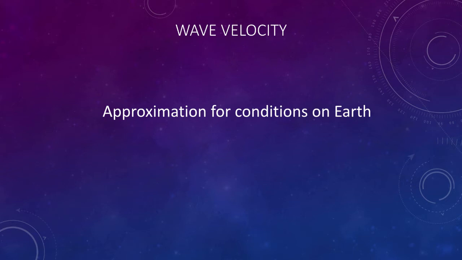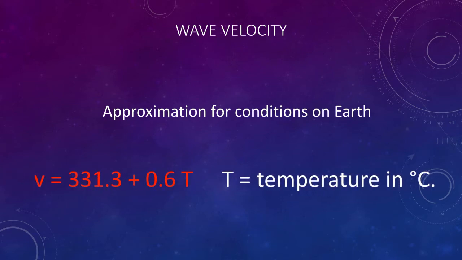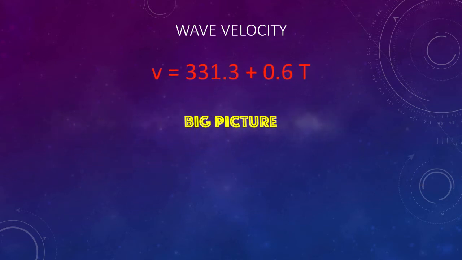So the formula for the speed of sound in air is v equals 331.3 plus 0.06 T, where T is the temperature in degrees Celsius. The answer will be in meters per second. So in this course, we will not use the square root formula from above. The big picture? The speed of sound is directly proportional to temperature. So the hotter it gets, the faster sound travels.